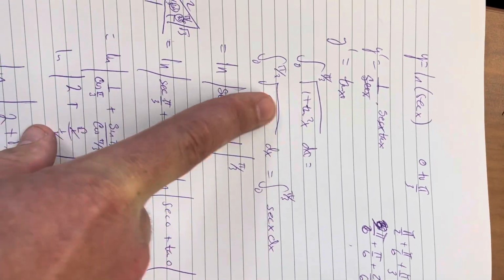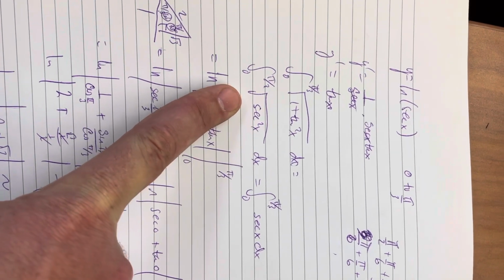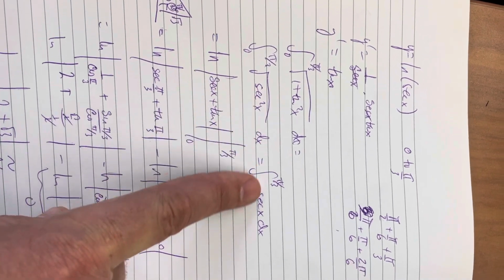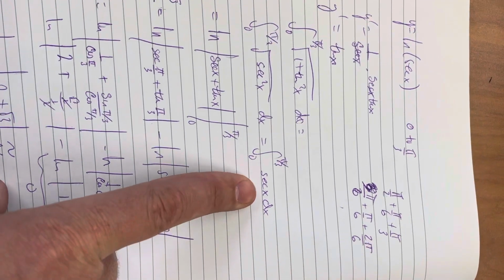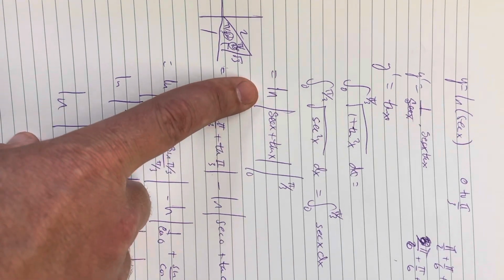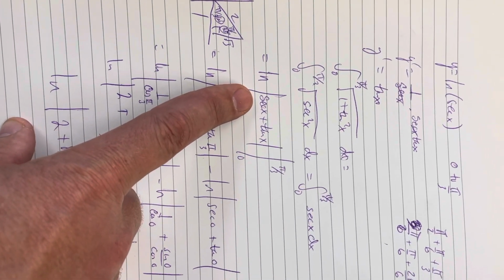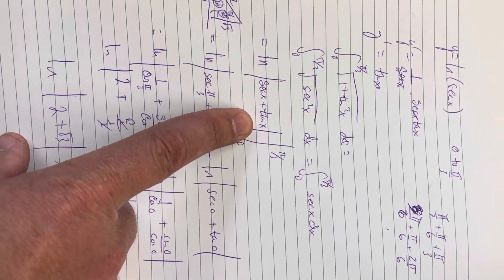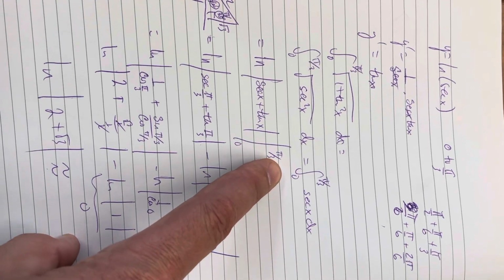Well, that is a substitution of secant squared x. And then I take the square root of secant squared x, and I get secant x. Now, the antiderivative of secant x, and I should say one of the versions of it, is the natural log, the absolute value of secant x plus tangent x. And we're going to evaluate that from 0 to pi over 3.